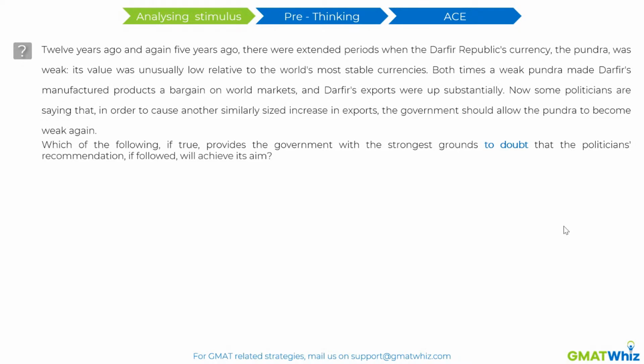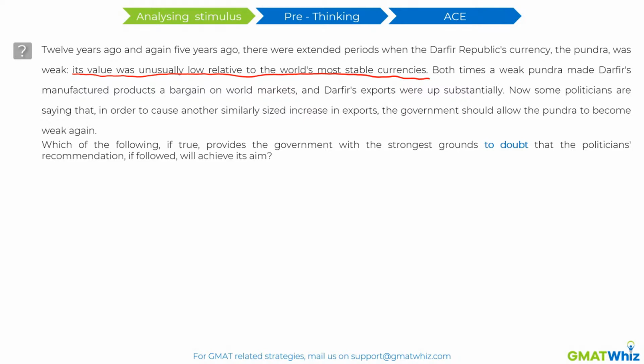All right, simple facts. And then we are given the explanation of what is meant by weak currency. It means the value of Pundra was unusually low, meaning lower than is usual for Pundra, relative to the world's most stable currency. All right. So if we were to compare Pundra in the past with the world's most stable currencies, the value of Pundra was unusually low. Okay. This happened twice in the past.